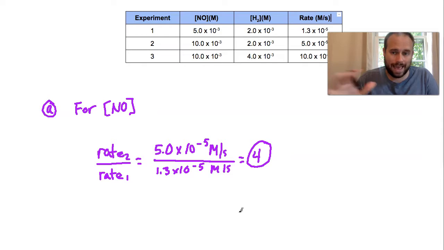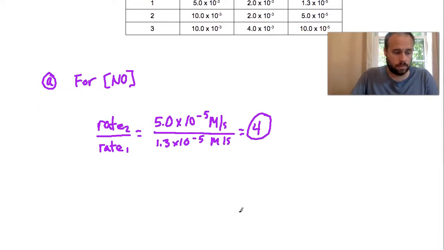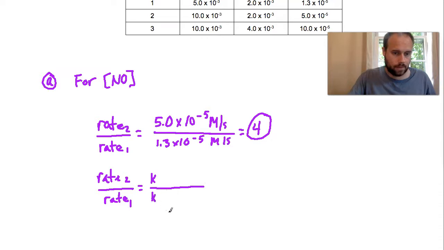Now, when I have this, this is not the answer itself. I'm not going to raise the NO to the 4th power. What I want to do now is set this equal to those concentrations in order to determine this. All right, so you're going to have to follow along here. The way that I do this is I can say rate 2 over rate 1 is going to be equal to, now I can set them equal to the actual rate laws. So I can say it's going to be K and K. These are the rate constants for 2 and 1 here.